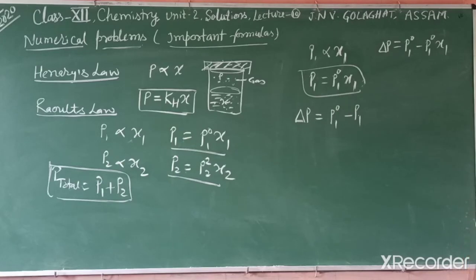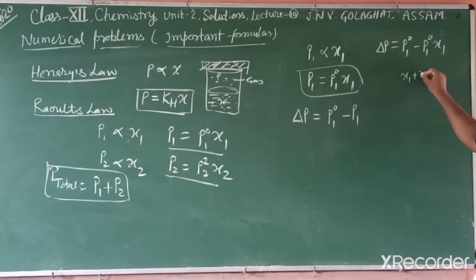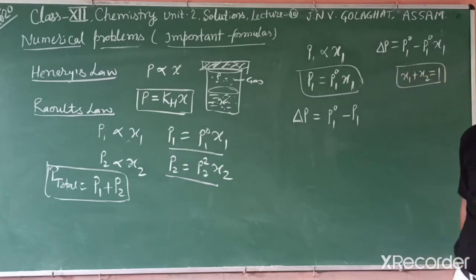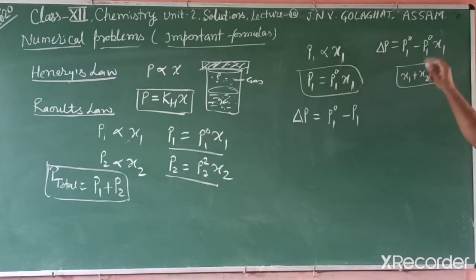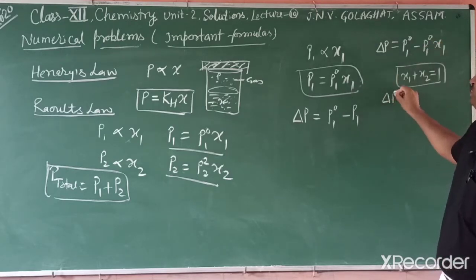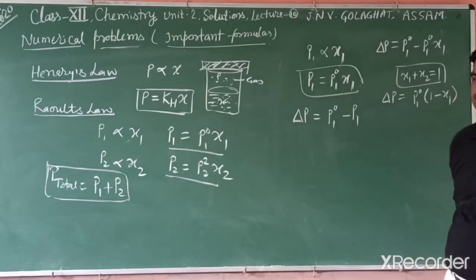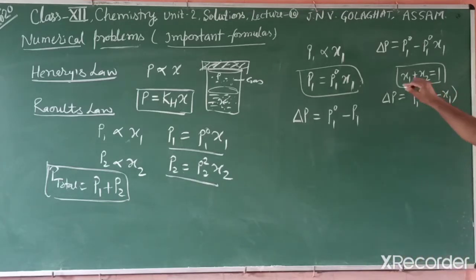Here the first component is the solvent. But we know the mole fraction of the first component plus the mole fraction of the second component is equal to 1. We want to convert this equation in terms of the solute, so we take P naught 1 common. Delta P is equal to P naught 1 times (1 minus the mole fraction of the solvent). The mole fraction X2 is equal to 1 minus the mole fraction of the solvent.